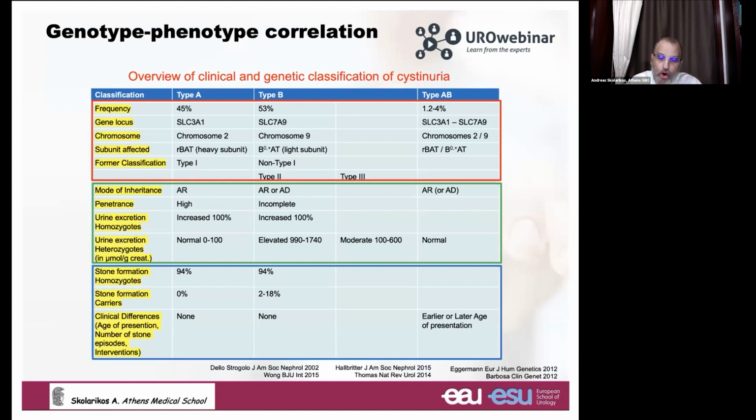Stone formation in homozygotes of both genes is 90% to 100%, while only type B carriers form stones in 2 to 18% of the cases. There is no clinical difference in phenotype, meaning the age of presentation, the number of stones, and the interventions, between the three genotypes, except that patients with AB mutations may show an earlier or later age at presentation.